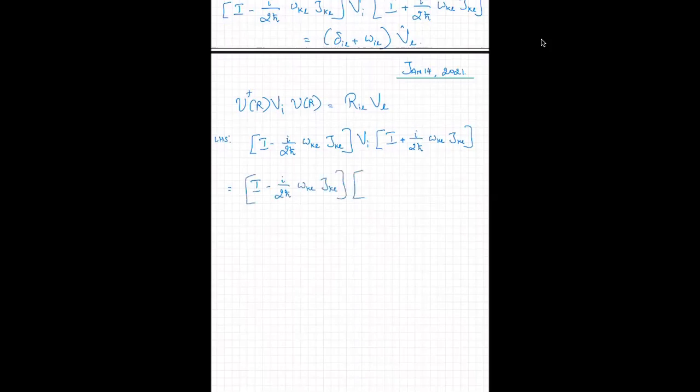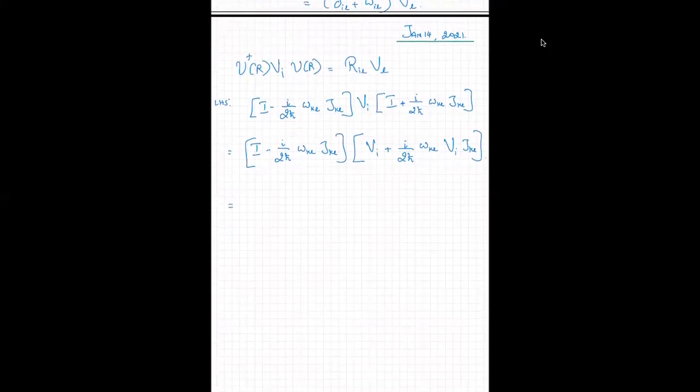And I will write this as V_i times the unit operator, which is just V_i plus i over 2ħ ω_kl J_kl. Omega is just a number, so I can pull it out. And this is equal to V_i times J_kl, because V_i is multiplying J from the left. So now let us evaluate this.